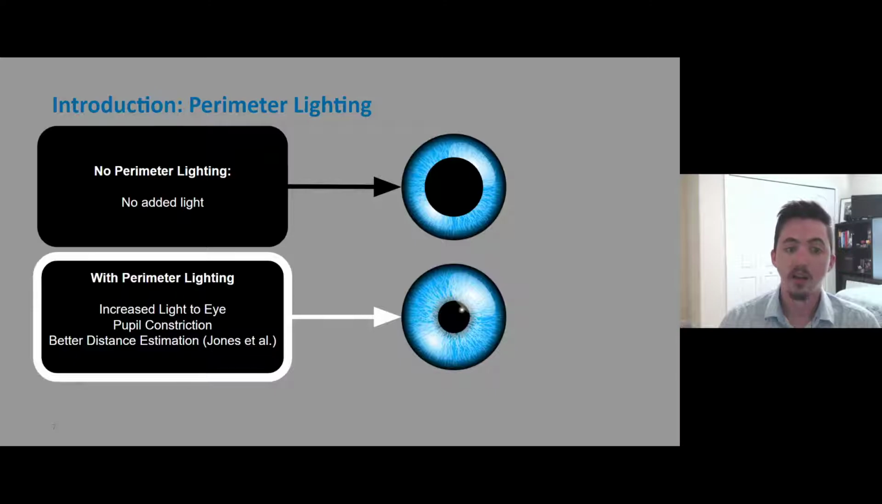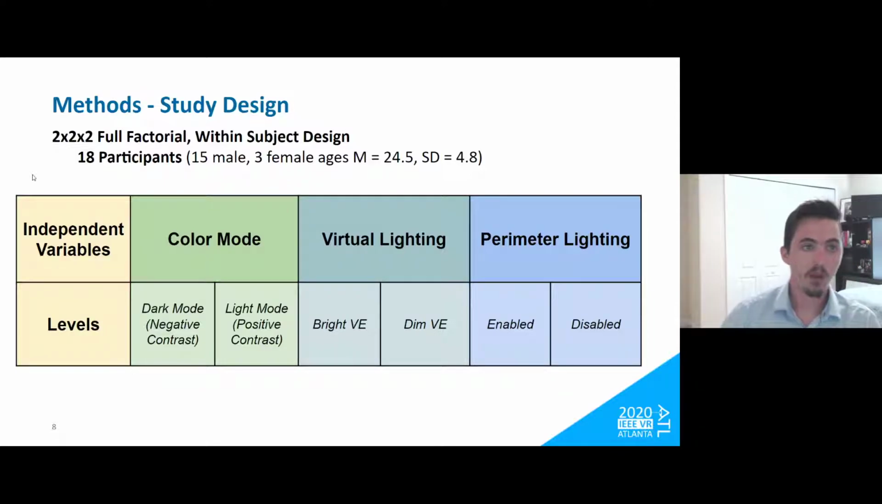Again, those lights constrict our users' pupils, and it's also a known effect that this can cause an increase in visual acuity. So a very simple thing to try if we're looking to squeeze the most acuity for our users. We designed a study based on these three factors.